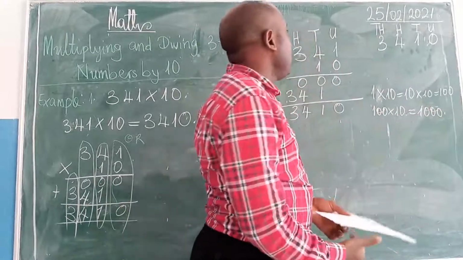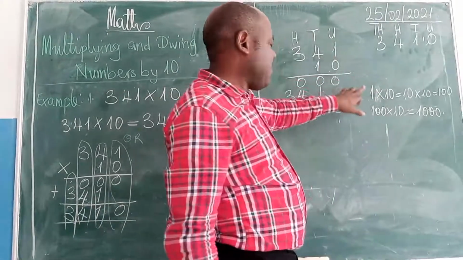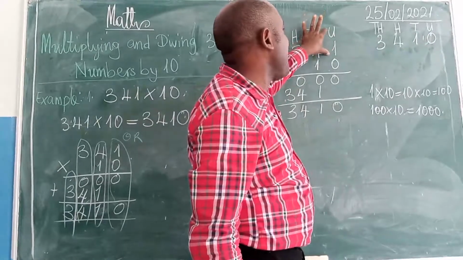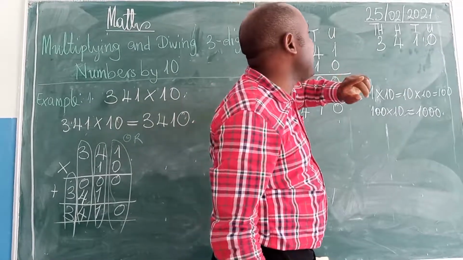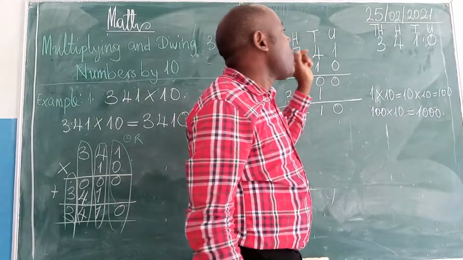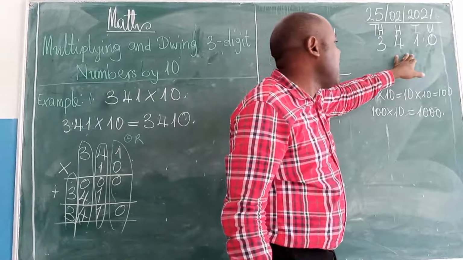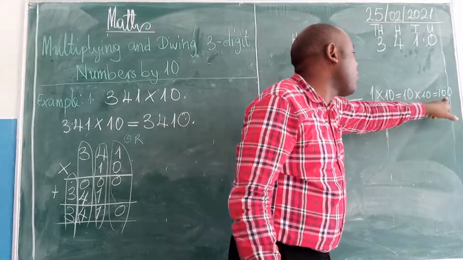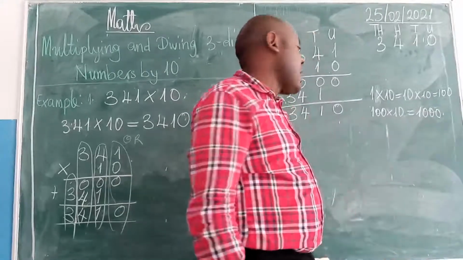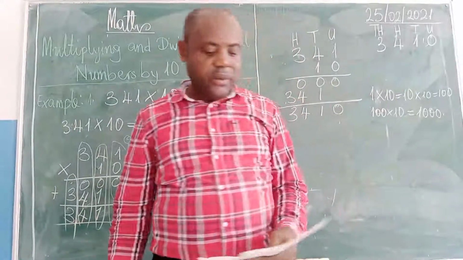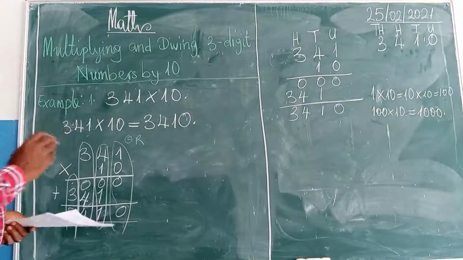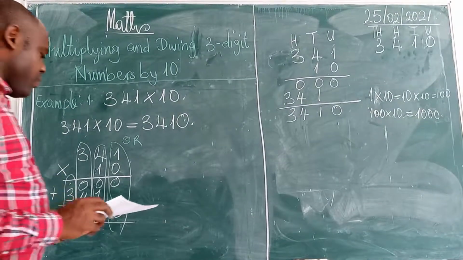So, when we see a number in the unit, here we have 1 unit, when we multiply it by 10, the number will immediately shift to the 10. When we multiply it again by another 10, it will shift to the 100. We multiply it again by another 10, it will shift to the thousands. Okay, I hope that is very clear with us.